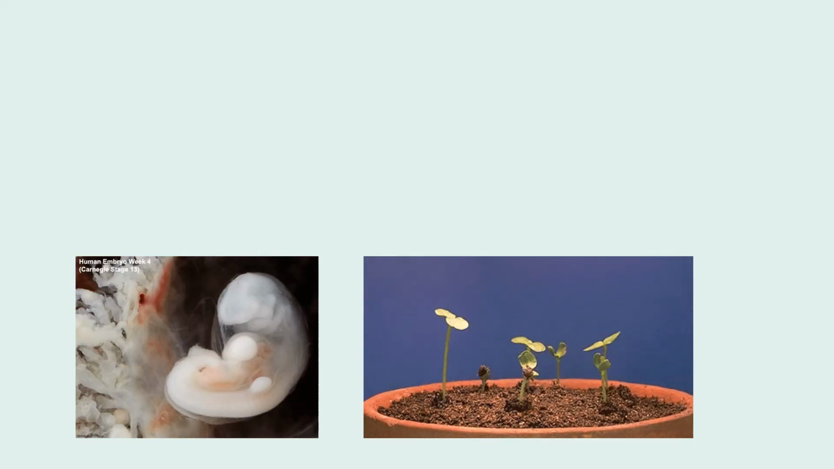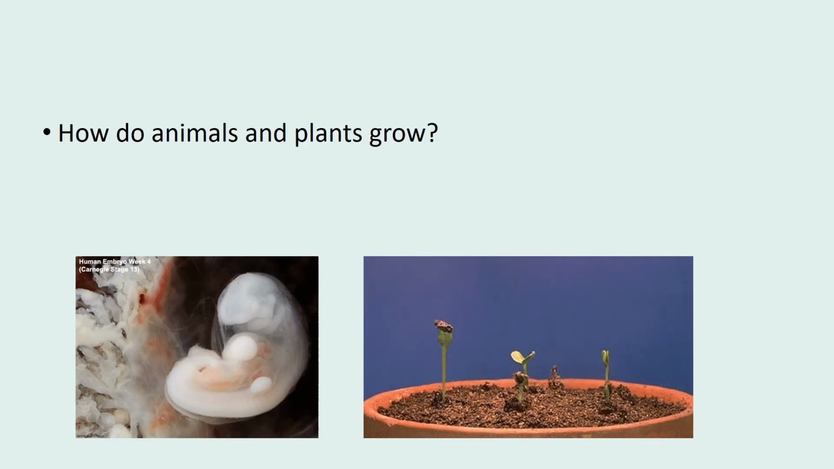Okay, so at the bottom we've got an animation and a picture. On the left hand side we've got an embryo, so that's at week 4 of a human. And then on the right hand side we've got an animation of some plants growing. Some questions for you to have a think about.